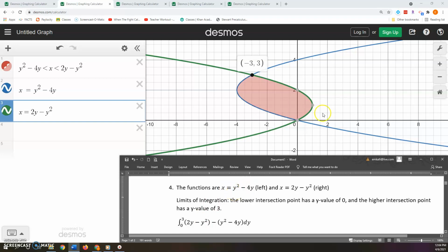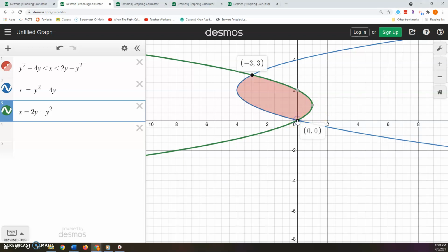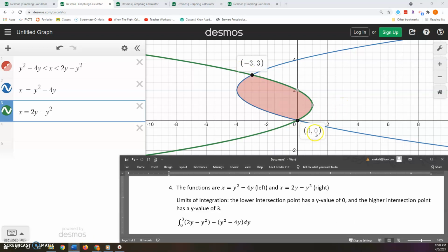Now for the limits of integration, notice we're taking the y values of the two places where this crosses. It crosses at (0, 0), and it crosses at (negative 3, 3). So the y values for those are 0 and positive 3. So 0 is going to be your lower bound in your integral, and positive 3 is going to be your upper bound in your integral.